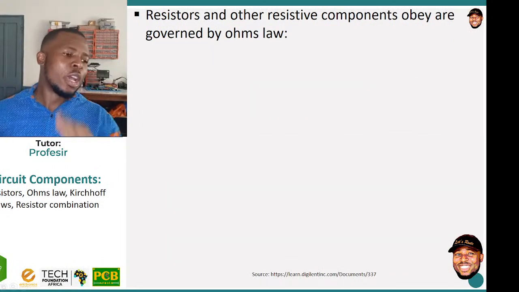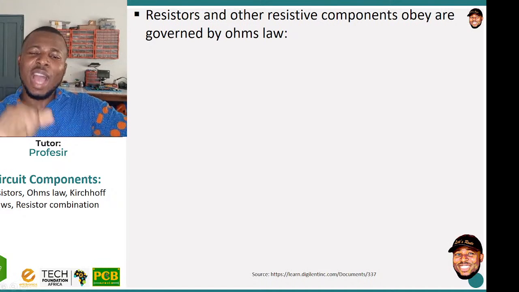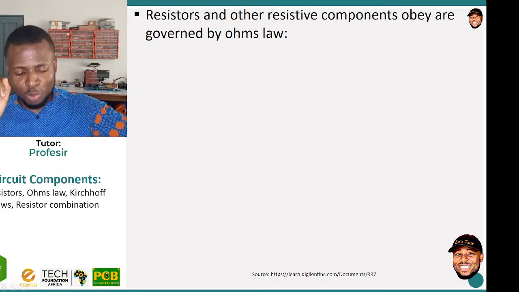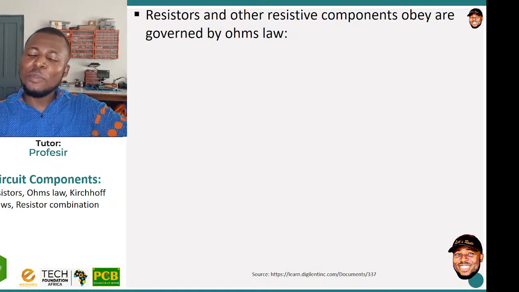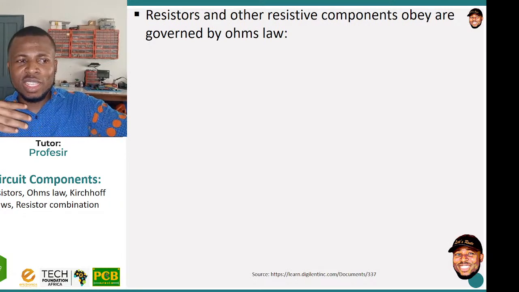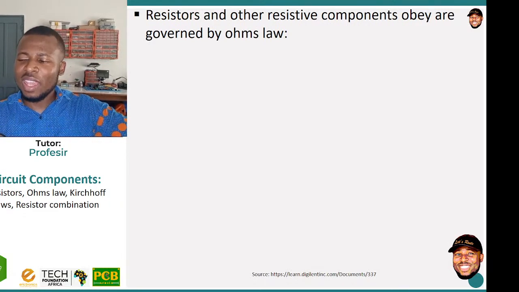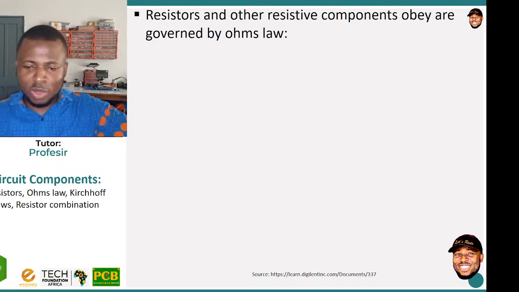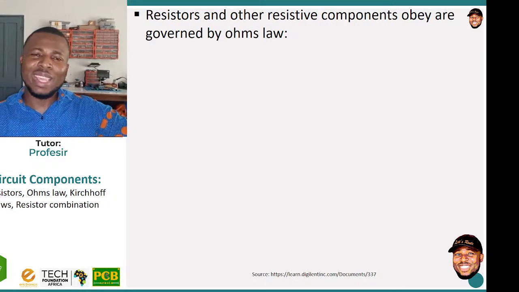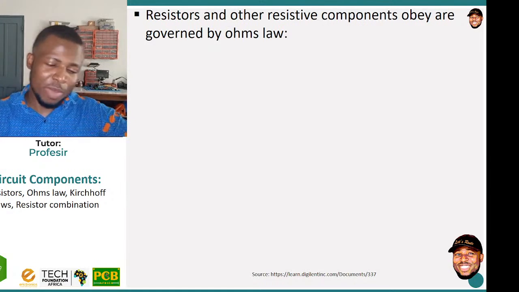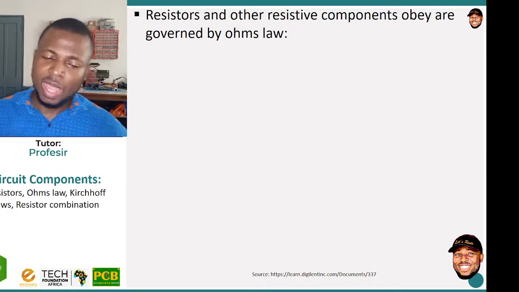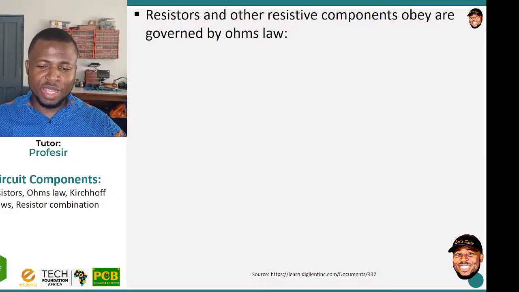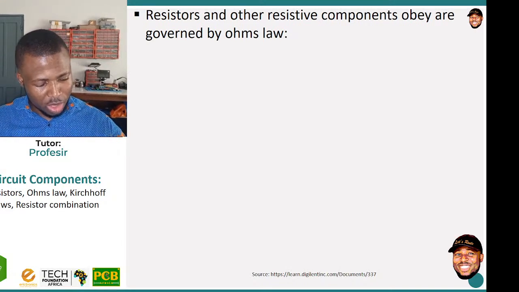Let's continue. Now, resistors and any other resistive components. By other resistive components, I mean components that behave like a resistor. That means they dissipate energy just like resistors, and there is a linear relation between their voltage and current. Something like an incandescent bulb, not the one powered by AC, but the one we power by DC. All these are resistive elements. And any resistive element obeys something called Ohm's law.